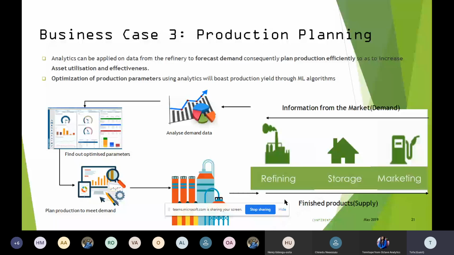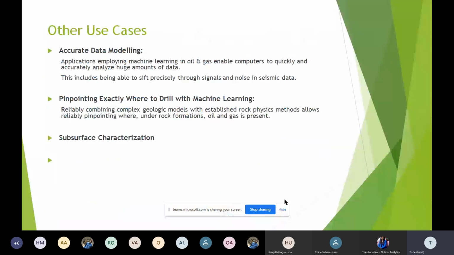So there are other use cases. If you can bring in use cases in data modeling, like I implied earlier, and some of these use cases I'm providing a little bit of detail on. For example, for data modeling, if you can come up with applications that employ machine learning that enables computers and existing systems to process data faster and more accurately, it's a fantastic use case.